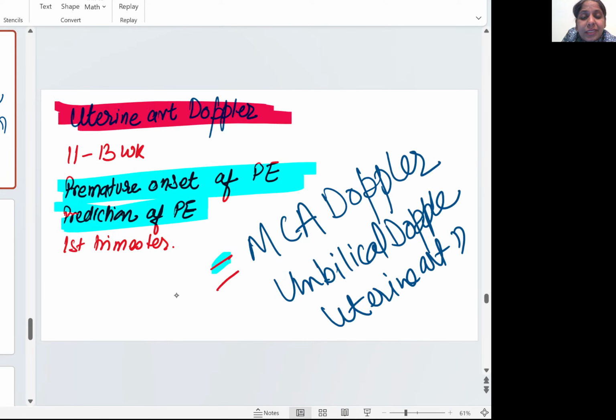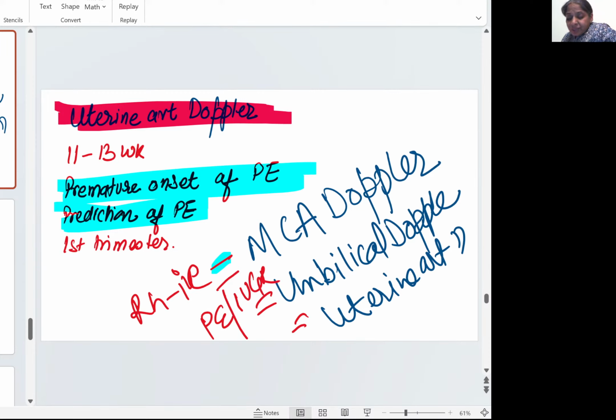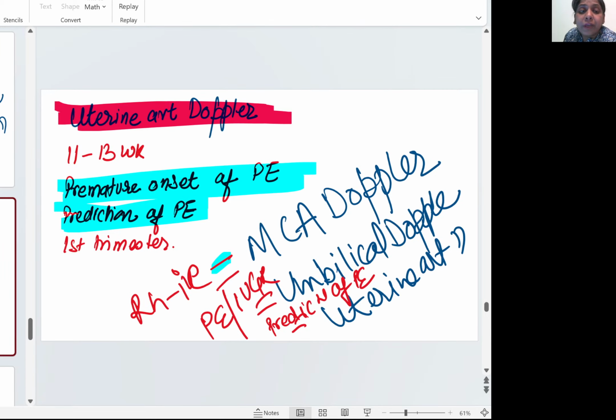MCA Doppler is done in RH negative. Umbilical Doppler is done in preeclampsia or IUGR. Uterine Doppler is done in prediction of preeclampsia. Okay, Dr. Isra, it is not done for 10 to 12 hours. It is done only 1 hour after the meal.